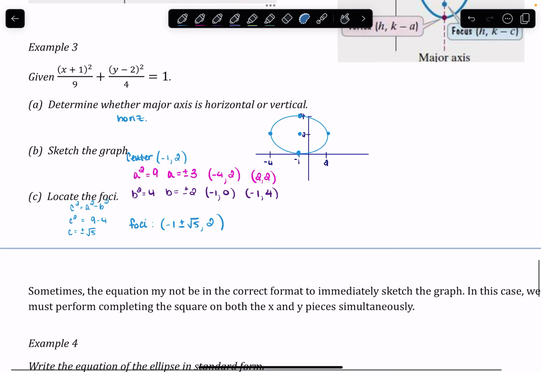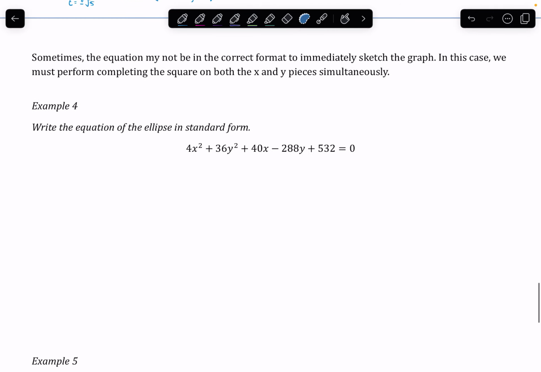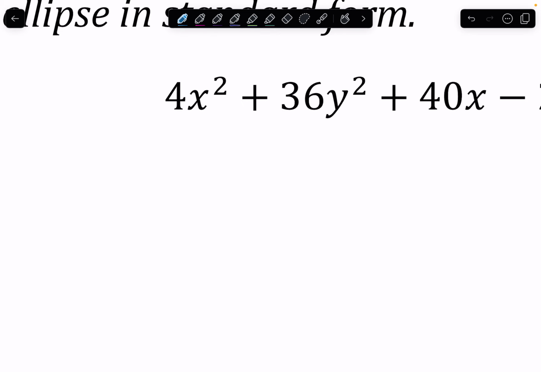All right, example 4. Write the equation of the ellipse in standard form. So this time we're given a hodgepodge of x's and y's in here, and we're asked to give the equation of the ellipse in standard form. So this is going to involve completing the square twice, but on the same side of the equal sign. So first thing I want to do is get my terms rearranged. I want the x squared and x beside each other, and the y squared and the y beside each other, because that's how we're going to have to split everything.